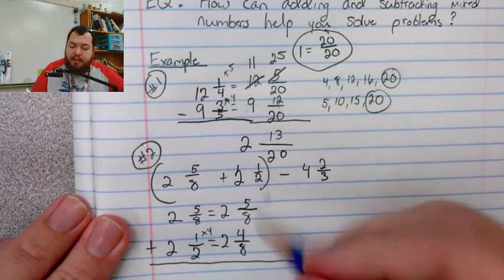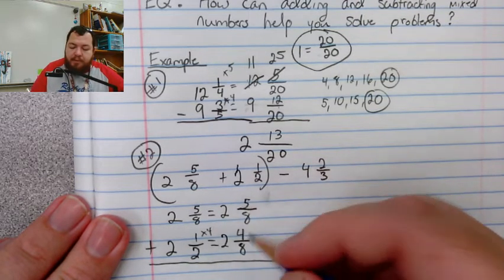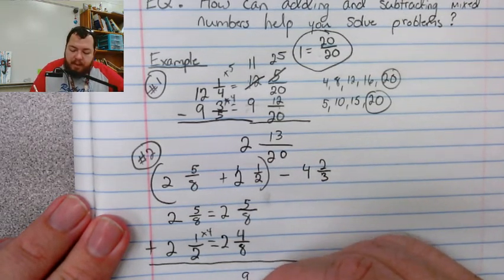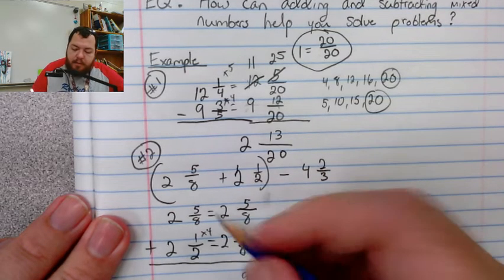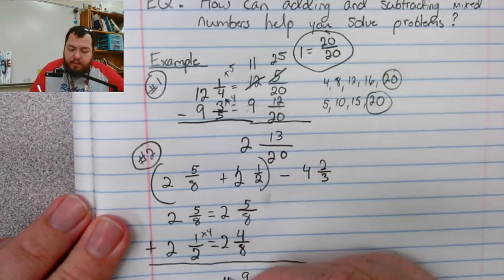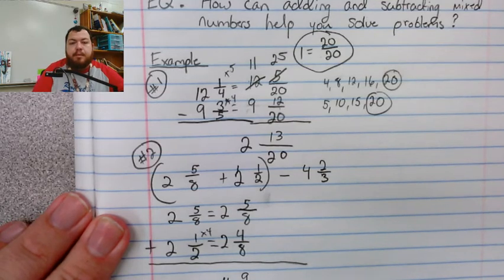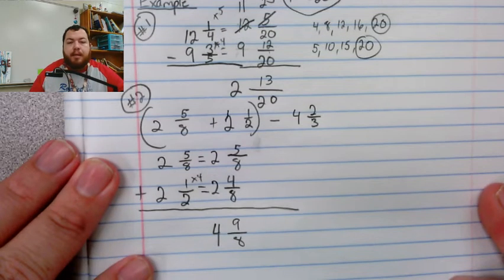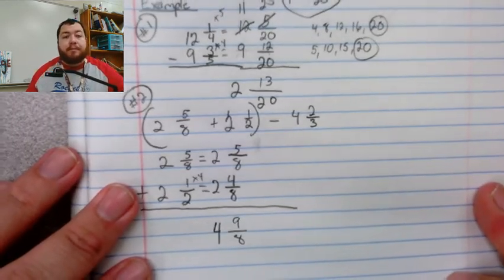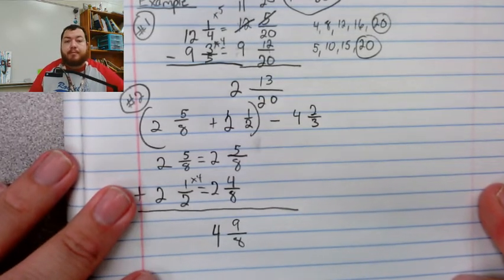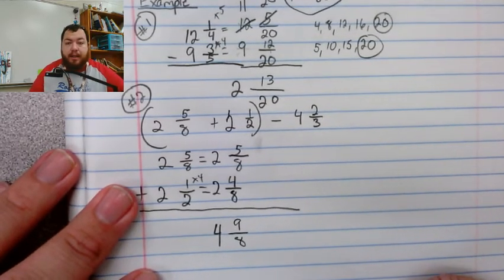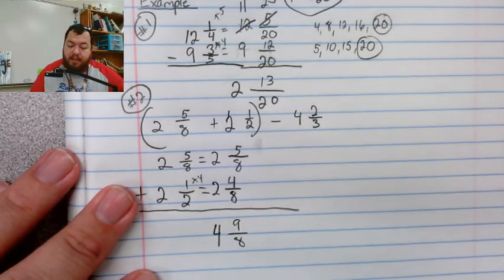So I need to add this together. So 5/8 plus 4/8 is 9/8. 2 plus 2 is 4. And I need to slide that up. And I'm going to leave that together for now. I'm not going to simplify that yet. So then I need to do the second half of the problem.